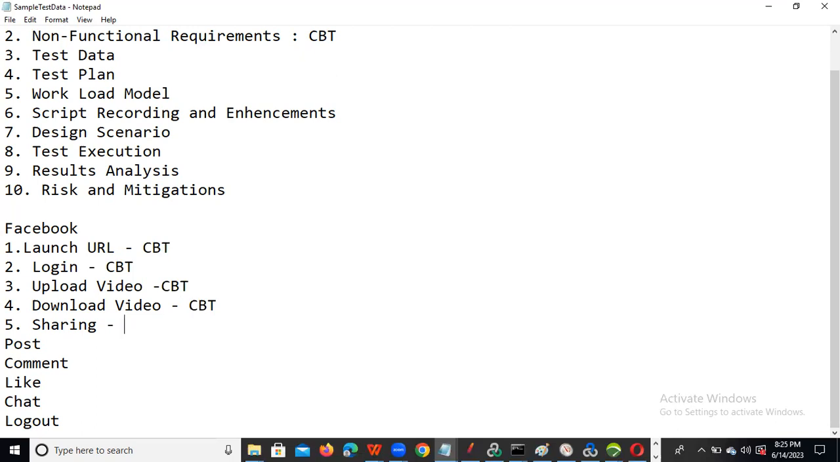And sharing. Say, for example, someone has already uploaded some video on Facebook. We are sharing means you click the share button. Sometimes that also takes time for every user, so this we can also consider as a CBT. And post will be there. When you are posting an ad, that is also a critical business transaction. And comment will be there. If you are just clicking for some comment like okay, good, congratulations, it will take some time.